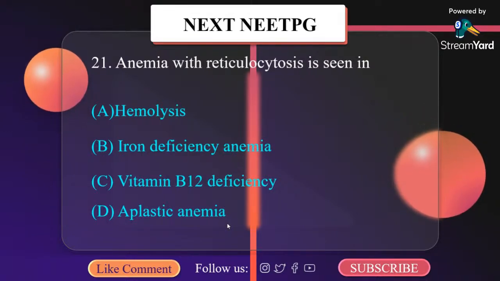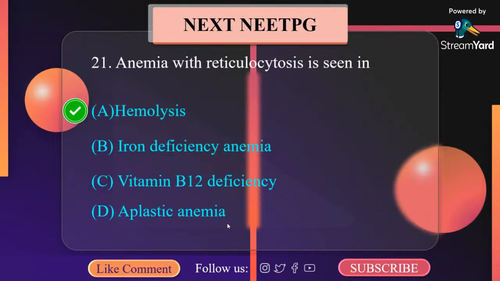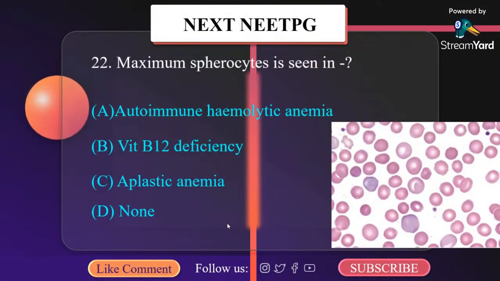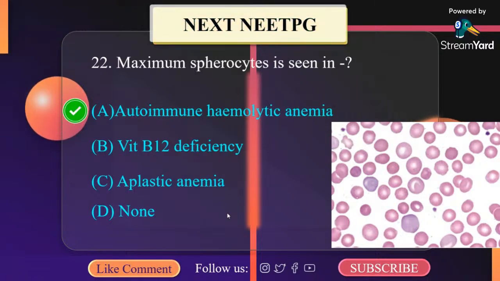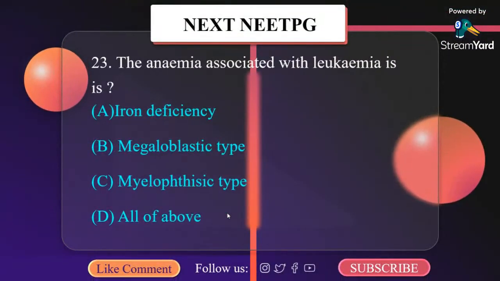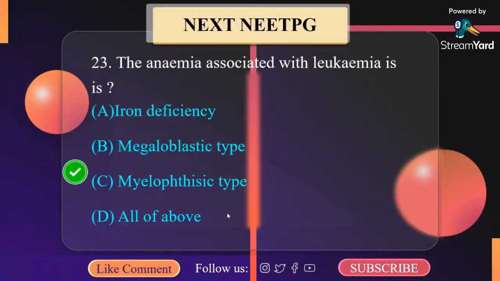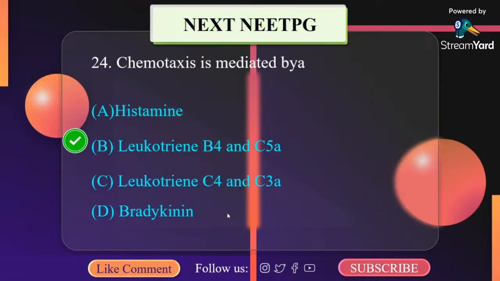Anemia with reticulocytosis is seen in A. Hemolysis. Maximum spherocytes are seen in... This is a picture of autoimmune hemolytic anemia. You can see spherical RBCs, that is, maximum spherocytes can be seen in autoimmune hemolytic anemia. The anemia associated with leukemia is myelophthisic type. Chemotaxis is mediated by leukotriene B4 and C5a.